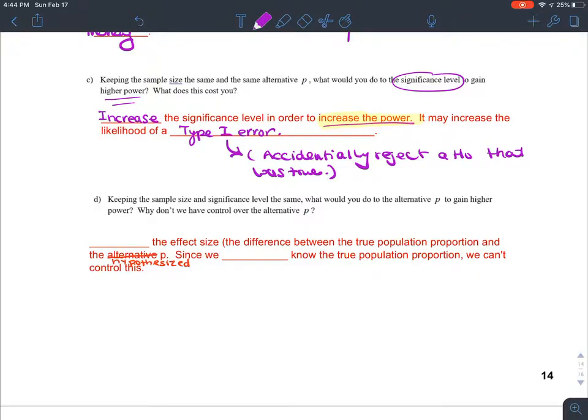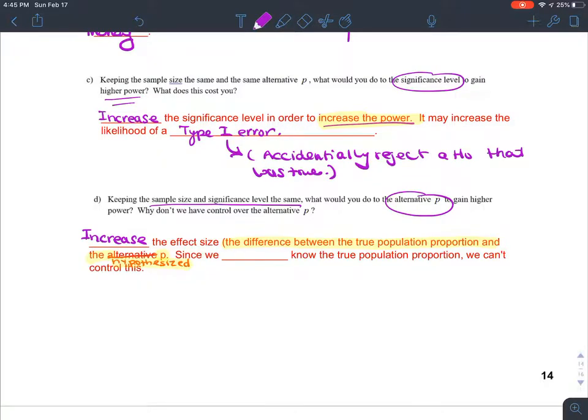Okay. Lastly, it says if you were to keep the sample size the same and the significance level the same, what would you need to do to the alternative p? Okay, that's the true proportion if you were going to gain higher power. And why don't we have control over the alternative p? Okay, so again, these are all increased, by the way. You would increase the effect size. And what the effect size is, again, there's a little typo here I'll have you fix. It's the difference between the true population proportion and the hypothesized p.